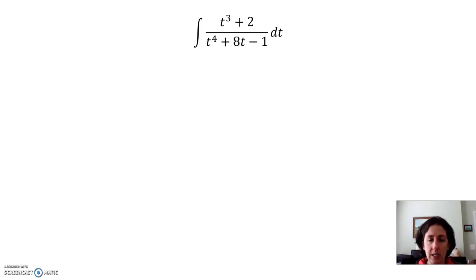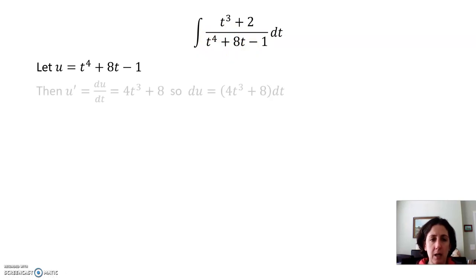What about this one? The integral of t cubed plus 2 over t to the fourth plus 8t minus 1. So here we have to figure out what we are going to pick as our u. Well, remember, the idea is that when we take the derivative of u, we get what's left. So it makes sense to maybe pick the one with the higher power. So we'll let u be t to the fourth plus 8t minus 1. But when we take the derivative of that, we get 4t cubed plus 8. So du would be 4t cubed plus 8 dt.